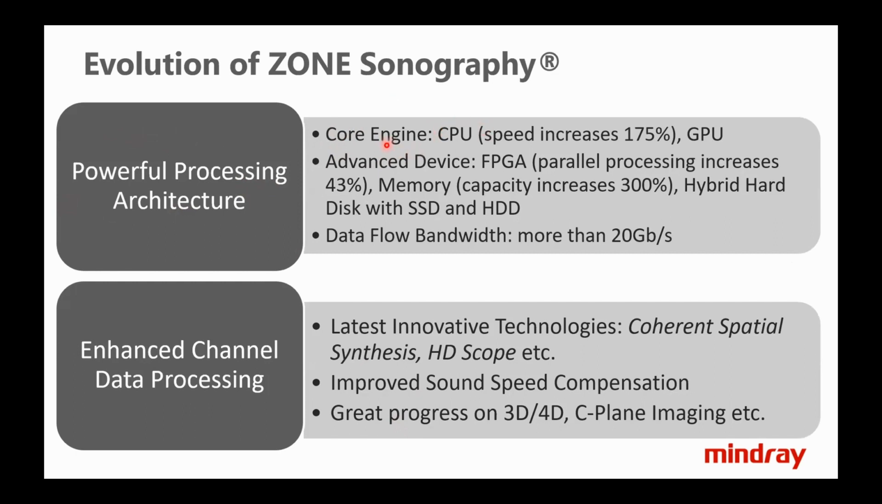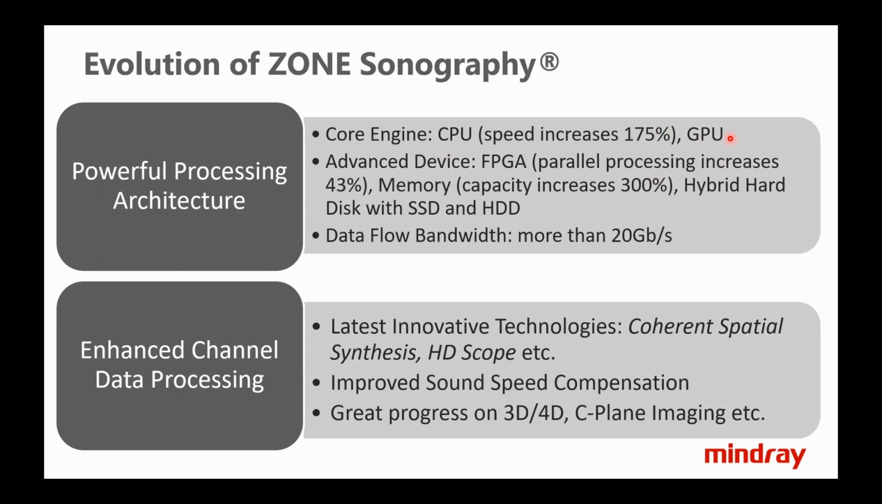What does it mean by core engine? CPU. But this CPU should have high speed, and increase maybe more than the computer. It will reach the speed of 175%. And also GPU. We are working in image, for ultrasound working in image.